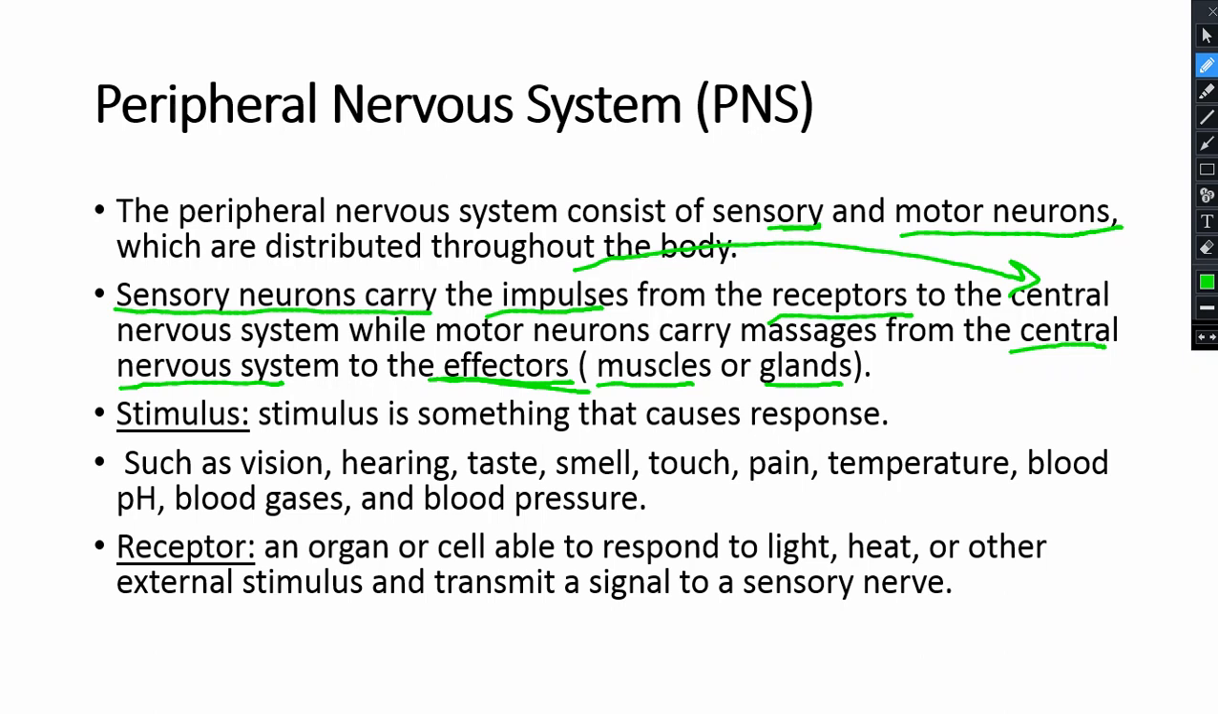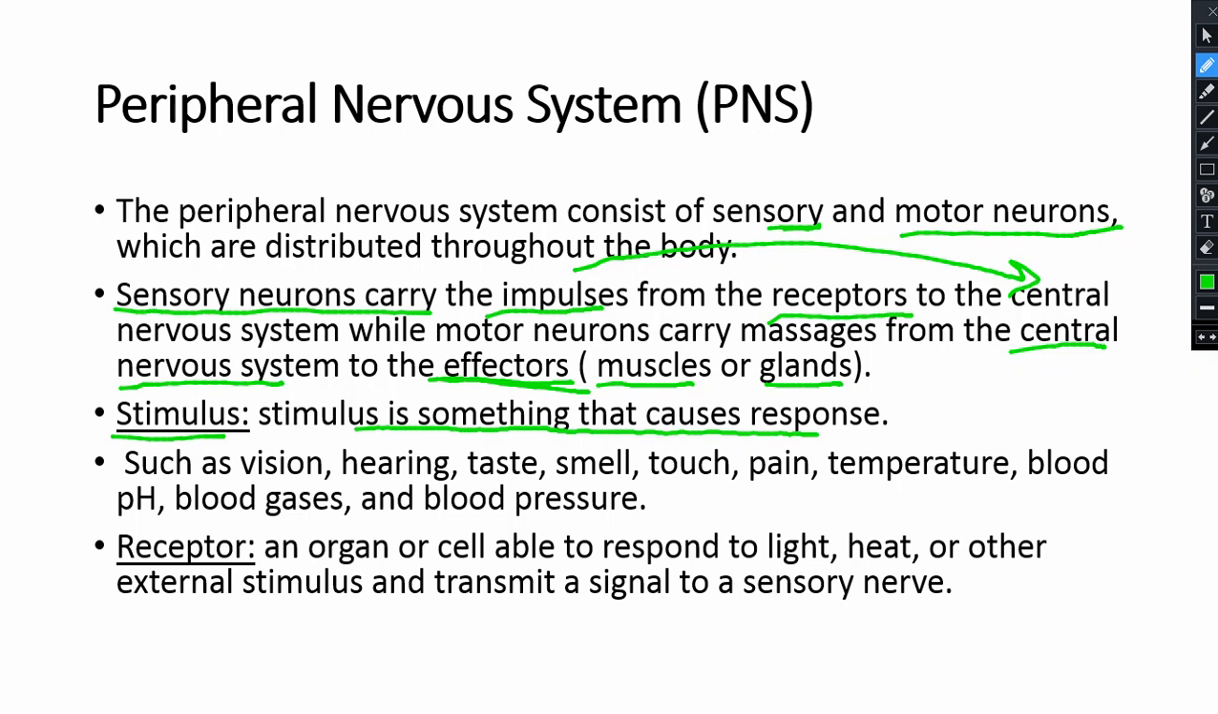Okay, now just a quick glance at the stimulus. What is a stimulus? A stimulus is that thing which causes a response. For example, when you detect heat with your finger, your brain tells you to remove your finger from that heat. Now that heat is the stimulus, and it has produced the response. And what was the response? The response was removing your hand. So anything that causes a response, we call that a stimulus.